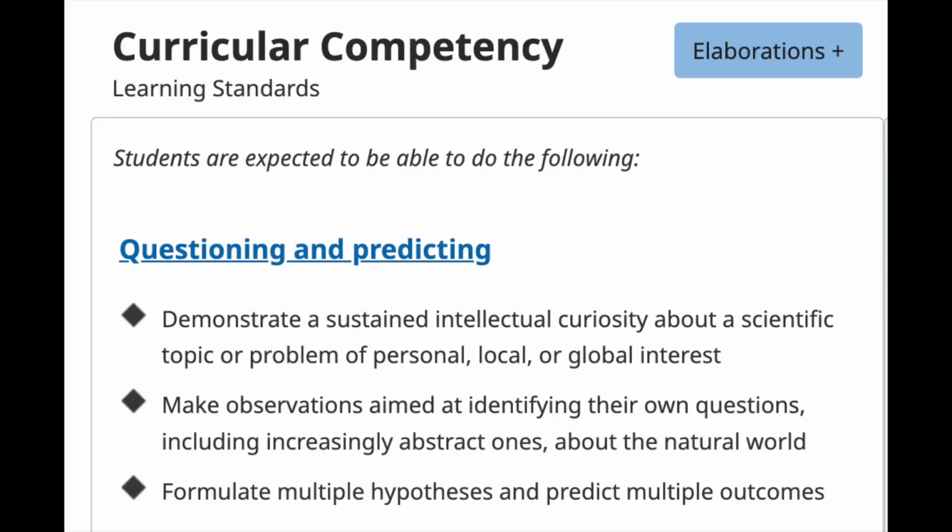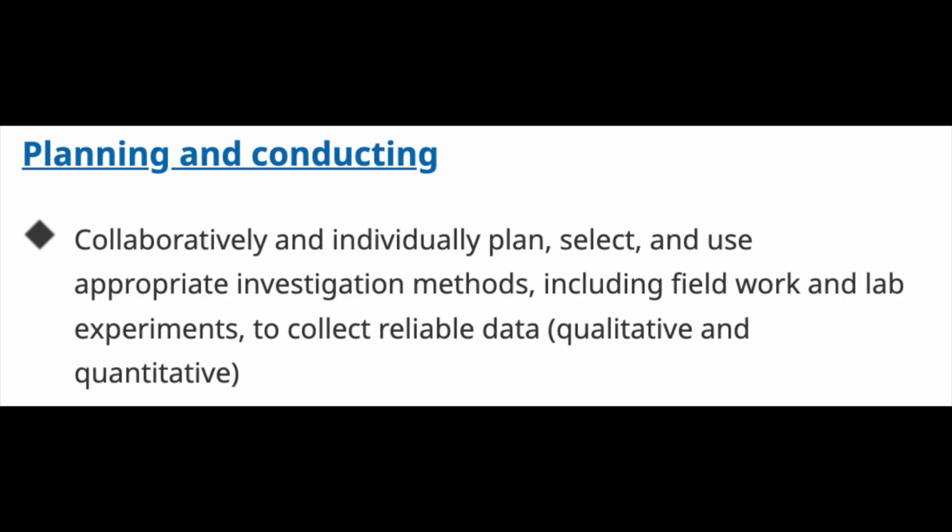For example, in Chemistry 11, teachers have to teach students how to make observations aimed at identifying their own questions, including increasingly abstract ones about the natural world, formulate multiple hypotheses and predict multiple outcomes, collaboratively and individually plan, select, and use appropriate investigation methods, including fieldwork and lab experiments, to collect reliable data. With these curricular competencies, the teachers have a lot of freedom on the content that they teach. That's to say, the teachers aren't limited to teaching this through one specific unit.